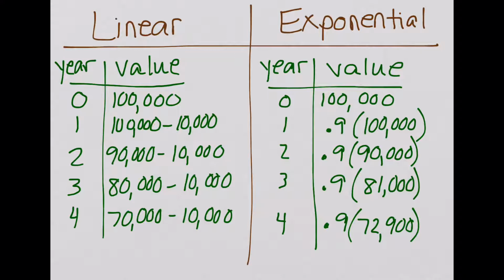So I just did this little comparison here. On the left is what it would look like if it was linear. If it was linear, then you would be subtracting $10,000 every year. And so in the beginning, you would have $100,000, and then after 1 year, you'd have 90. After 2 years, you'd have 80,000, which is 90,000 minus 10,000, and so on. But that's not what's going on. Truly, we are talking about an exponential function because we're multiplying by 0.9 every time.